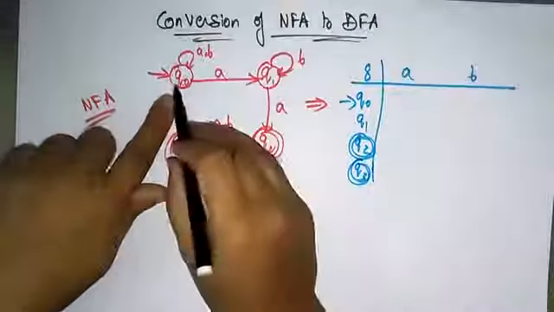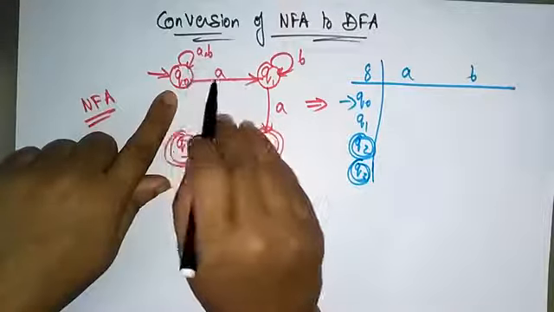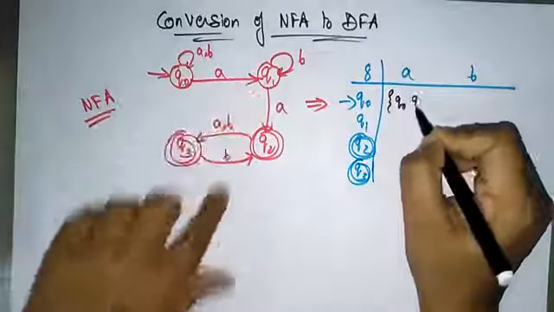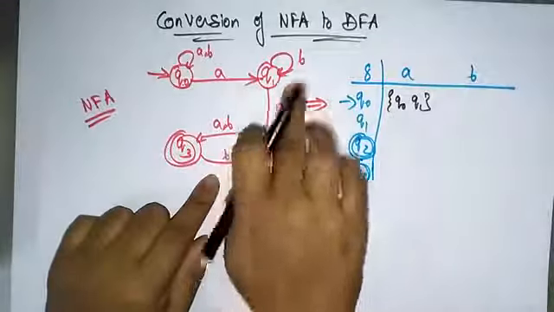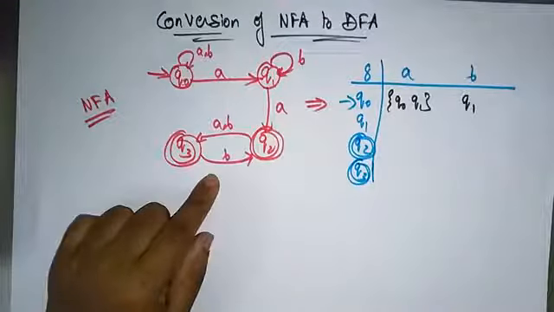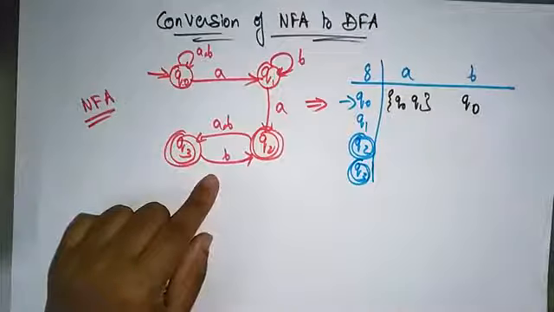Now let's take Q0 on A. It goes to two states, did you observe? It's going to two states, Q0 as well as Q1. Q0 on B goes to one state only, that is Q0 itself.